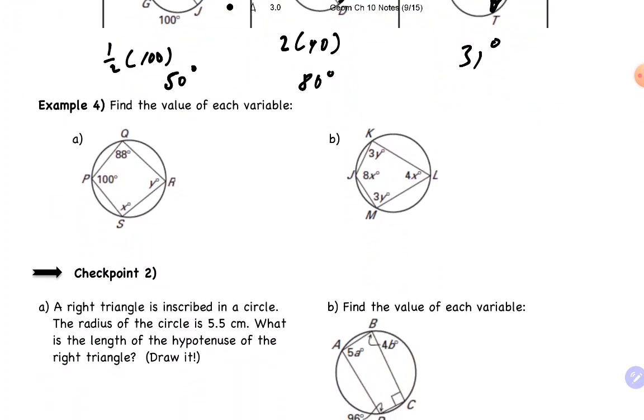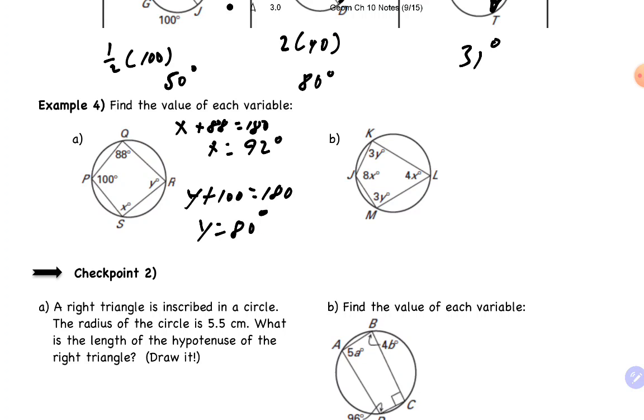Find the value of each variable. Okay, so we have a four-sided polygon inscribed in a circle. So that means opposite angles. So angle Q and angle S, x plus 88 is equal to 180. So x equals 92. Okay, and then y plus 100 is also equal to 180. So y equals 80 degrees.